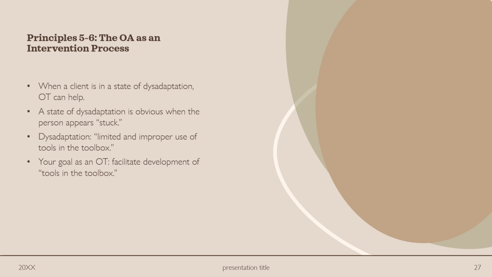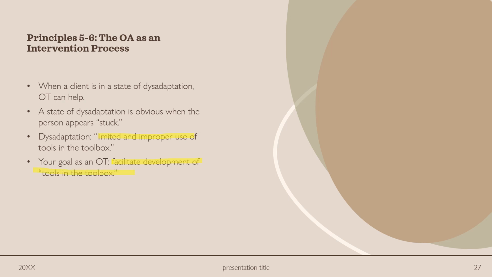A state of disadaptation is obvious when the person appears stuck. So kind of like the mouse on the wheel. He just does this every single time. You can probably hear yourself saying, why are they fussing? Or maybe your parents said to you, why do you do that? Every single time I tell you to do this, you do blah. So that's because maybe you're stuck doing that. It is limited and improper use of tools in the toolbox. So your goal as an OT is to facilitate development of tools in the toolbox.